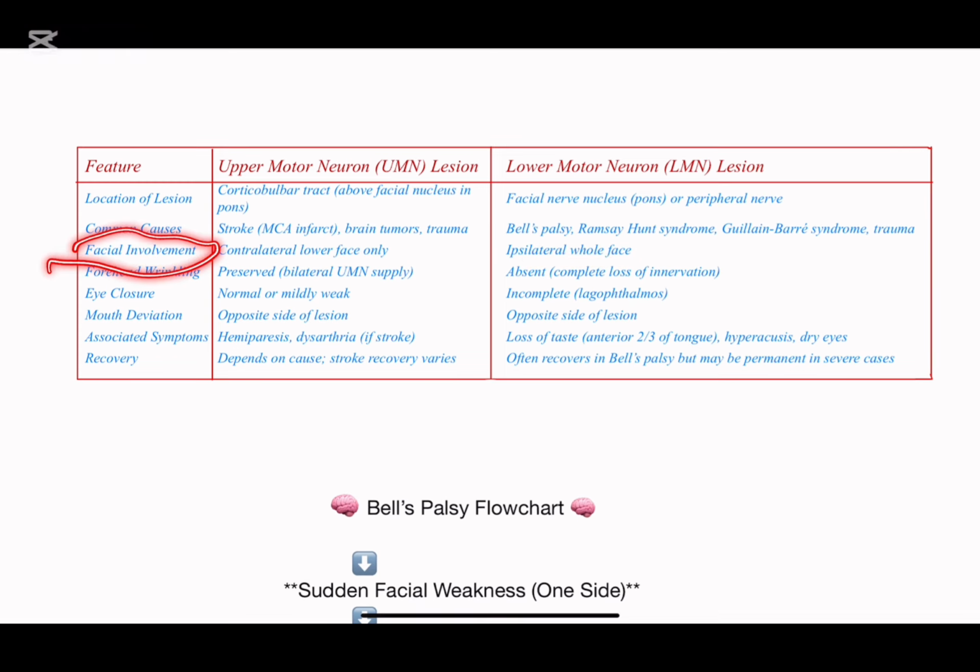Facial involvement: in upper motor neuron lesions there is contralateral lower face only. In lower motor neuron type of lesion, there is ipsilateral whole face. Forehead wrinkling is preserved or spared in upper motor neuron lesions. In case of lower motor neuron lesions, there is absence. Eye closure is normal in upper motor neuron lesions, and incomplete in lower motor neuron lesions, which is also called Bell's phenomenon. Mouth deviation is to the side opposite the lesion in upper motor neuron type, and also to the side opposite the lesion in lower motor neuron type.